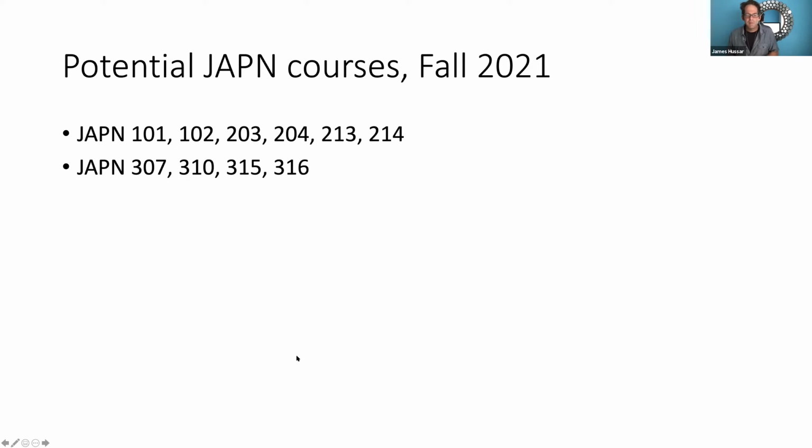In Japanese, we have a wide array of classes going on in the fall, depending on your proficiency level and experience. We have 101, 102, 203, 204, 213, 214 at the lower division, and at upper division, we have 307, 310, 315, and 316 all available in the fall.